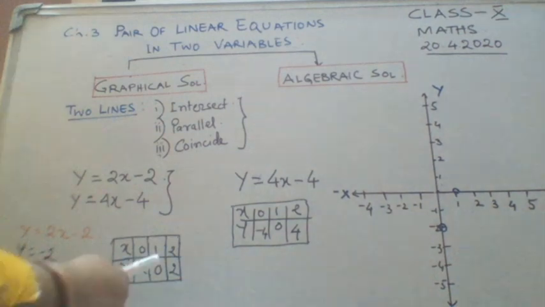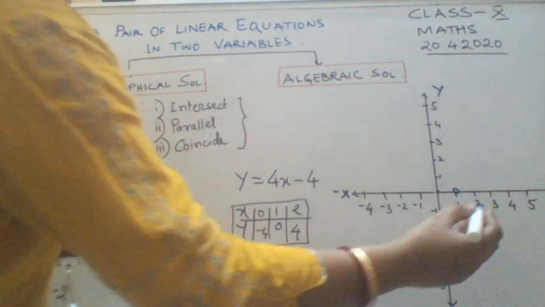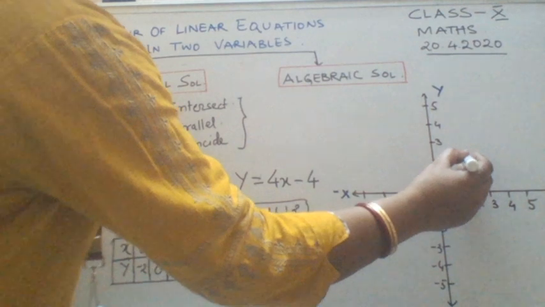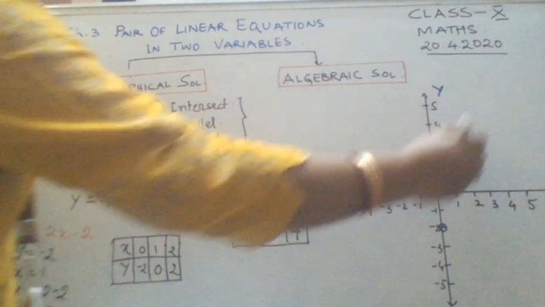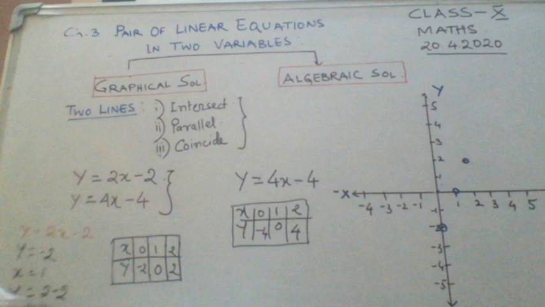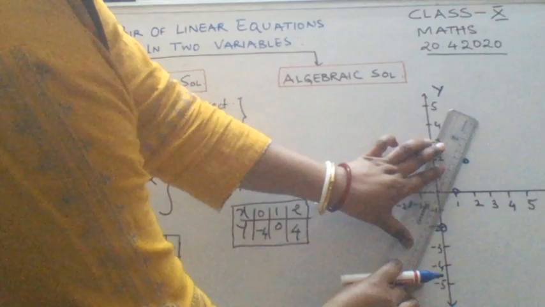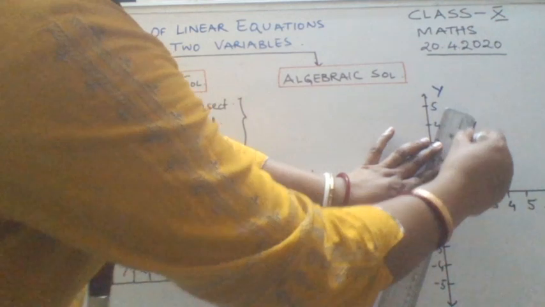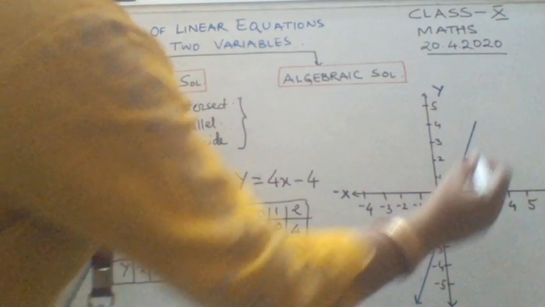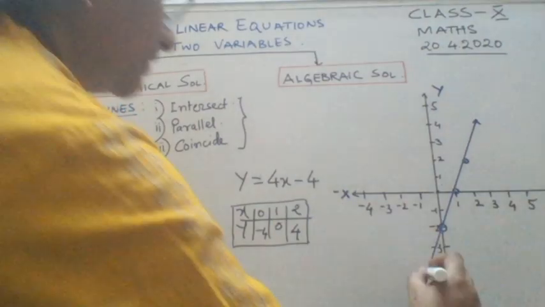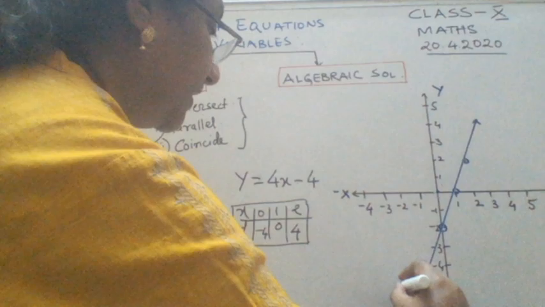Okay, and x equal to 2, y equal to 2. So this point. So these are the 3 points. You see, these 2 points lie on a straight line. So you need to join them with the help of your scale. So this is how you do that. Next thing that you do, you write down this equation. This line you have obtained for which equation?